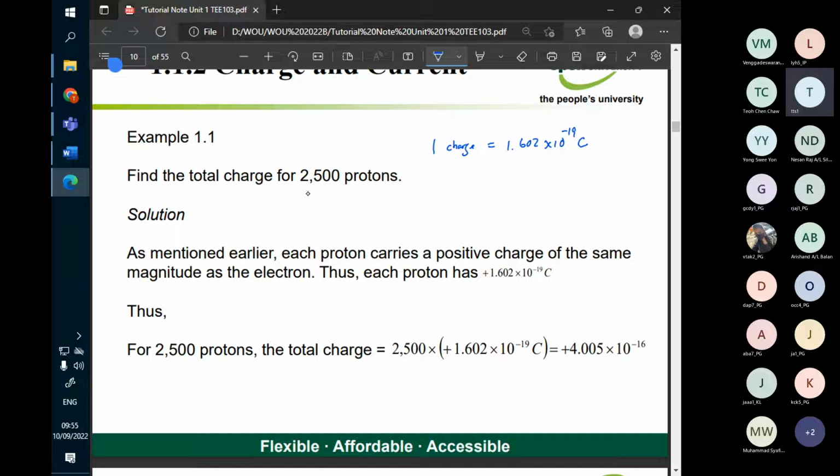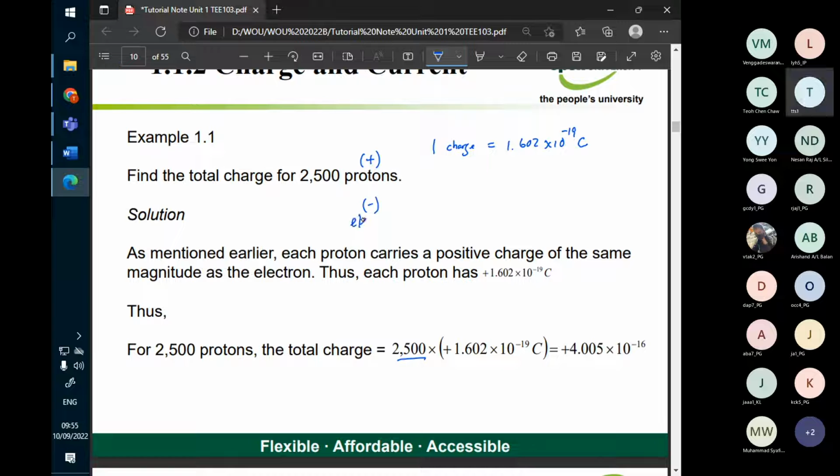So if you have so many charges, what is the total charge carried by these protons? We just multiply by the number of charges. You see, it's straightforward. Remember, the charge can be positive or negative. Positive is a proton, negative is an electron.